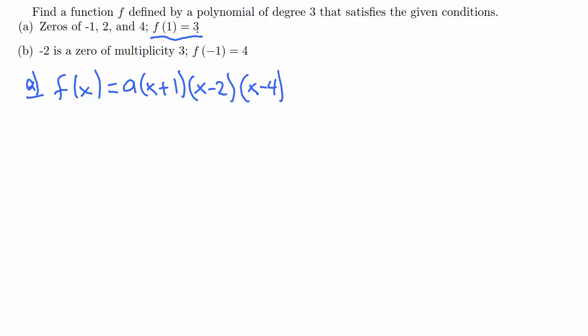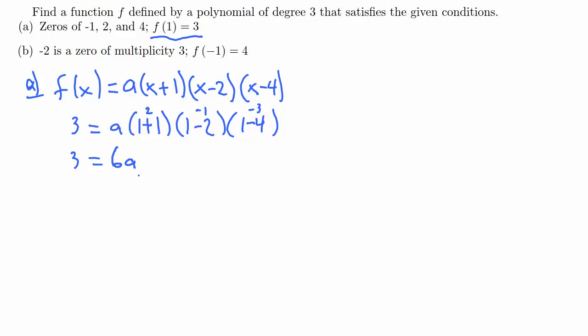So over here the y value is going to be 3. So 3 is equal to the a times whatever we get here by plugging in 1 for x. So that's 1 plus 1 here, 1 minus 2 here, and 1 minus 4 here. Now notice that this is 2, -1, and -3, and we're just multiplying these together. So that's going to give me 3 is equal to 2 times -1 is -2 times -3 is 6. So effectively it's just the equation 3 equals 6a. Divide by 6, so a is a half.